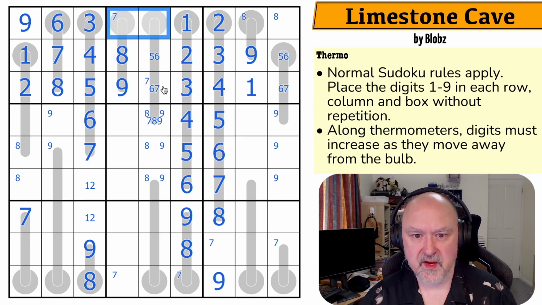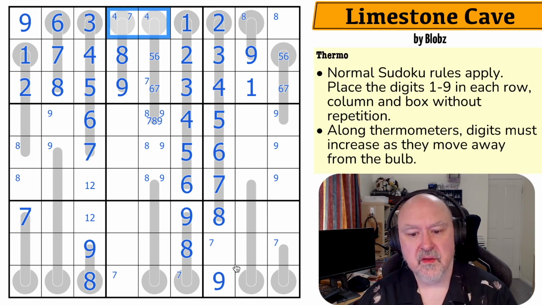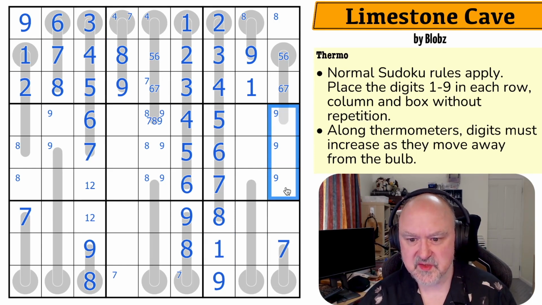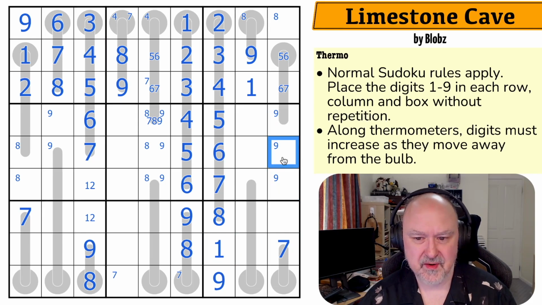There's a 4 in one of those two by Sudoku in the box. These are 4, 5, 7, and 8. That is not a 7, that's a 7, and this is the 1 that hasn't been placed. There's a 1 in one of these, but I can't put it at the end of a thermo. There's a 1 in one of those two.